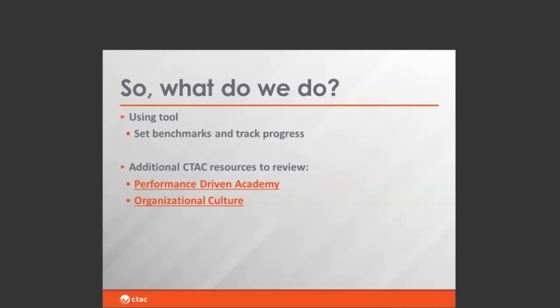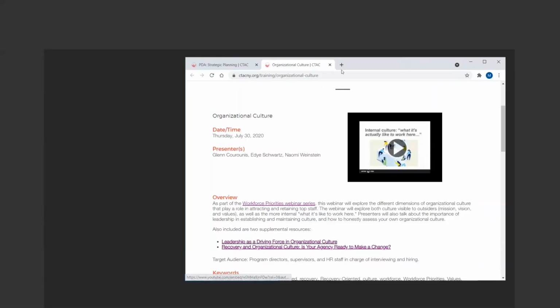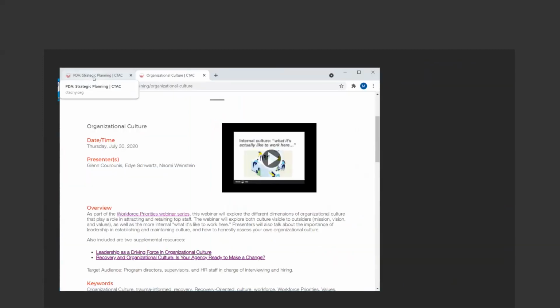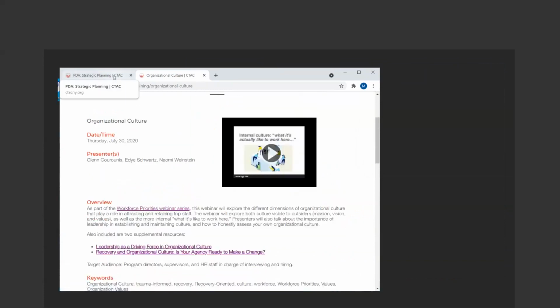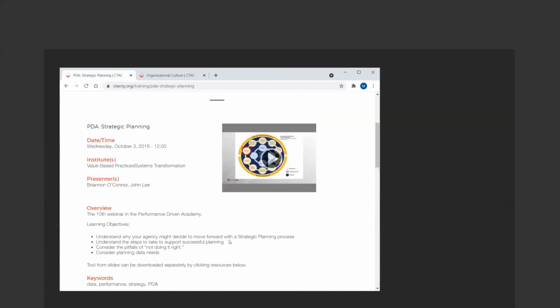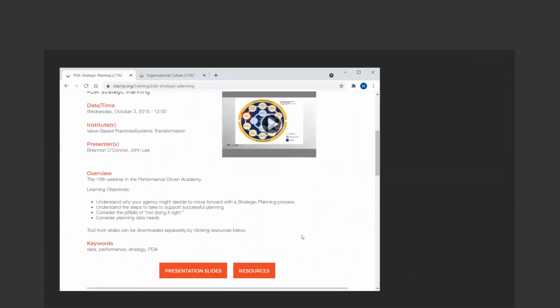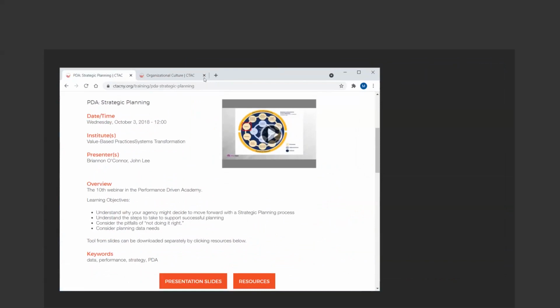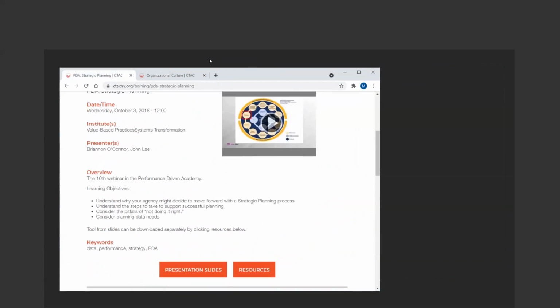I'm just going to show you really quickly on the TAC website. As y'all are very familiar, here is where these links will take you. So here's more information on organizational culture, if that's something you would like to learn more about or want additional materials for. And then here we have the PDA, which is the Performance Driven Academy on Strategic Planning. This is if you would like more information to understand the steps to take to support successful planning. This is more general, but can be applied to the TAC turnover piece of work that you're doing.